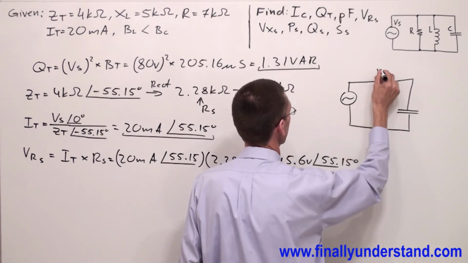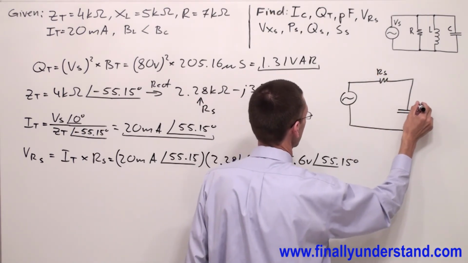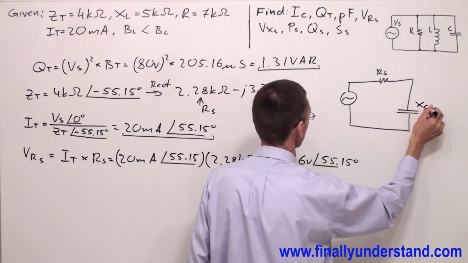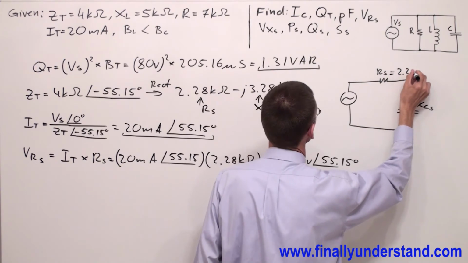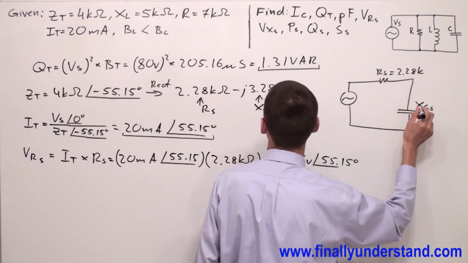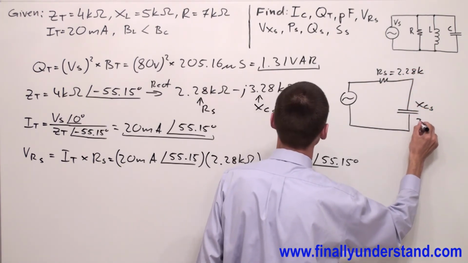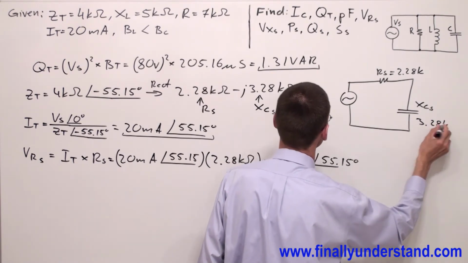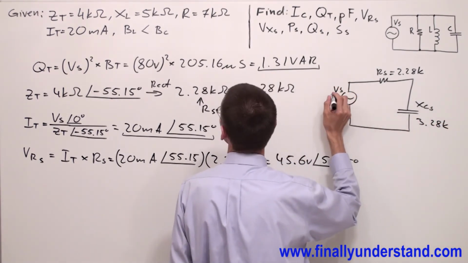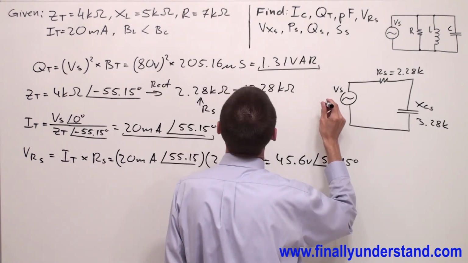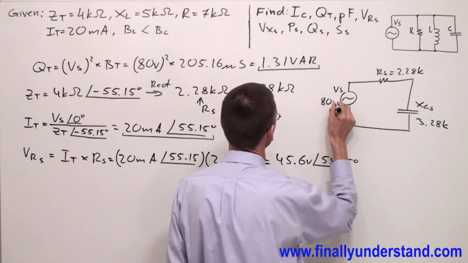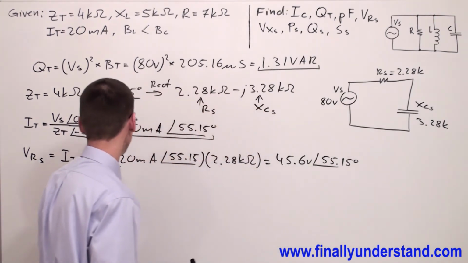So this is RS, this is my X of CS. RS we found is equal to 2.28 kilo, and X of CS is equal to 3.28 kilo. And this is my voltage source, and we found that the voltage source has a voltage of 80 volts.